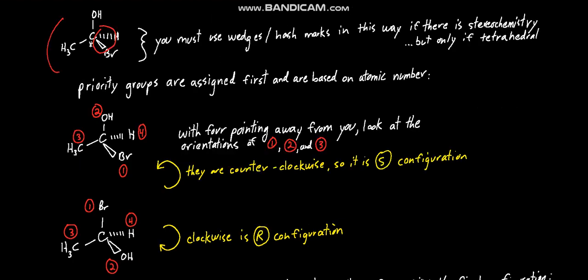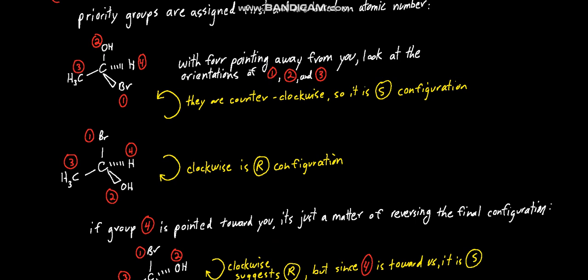So the first job is to assign priority groups. With this molecule, we have priority groups 1 through 4 shown here. This is based on atomic number, so bromine is the highest atomic number at 1. Oxygen is next at 2. Carbon is next at 3, and hydrogen is the easy-to-find lowest priority at 4. You go atom by atom, coming out from the chiral center. So the atoms that are directly attached, oxygen, hydrogen, bromine, carbon, these are the orders of priority.